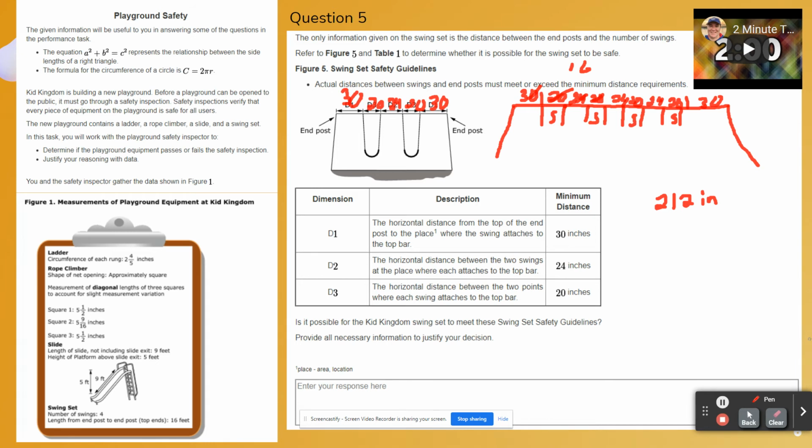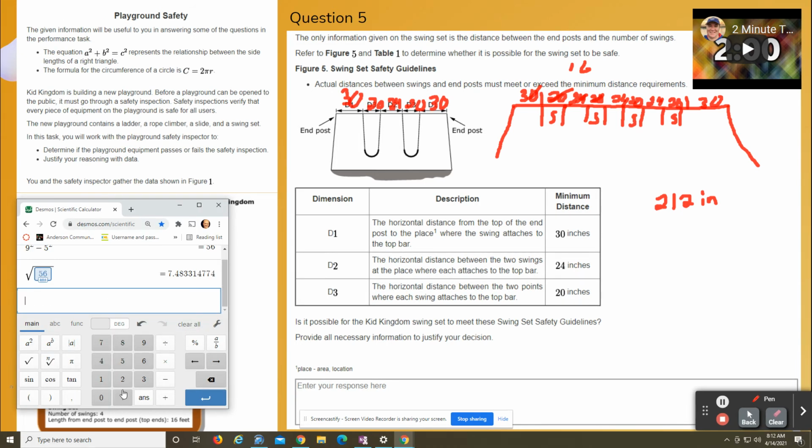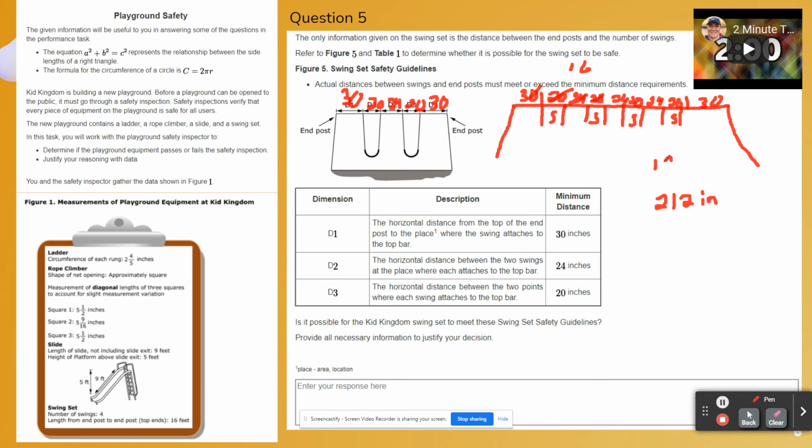We know that the swing is already 16 feet. So what you're going to do is 16 feet times 12 is 192. So this is how much you need to have 4 swings, right? This is how much you got. Does it pass the minimum recommendations? You have 192 inches is what it actually is. You need at least 212.